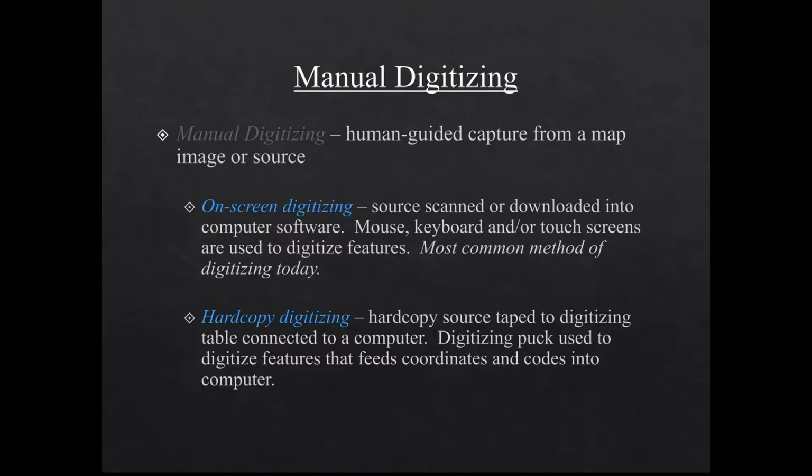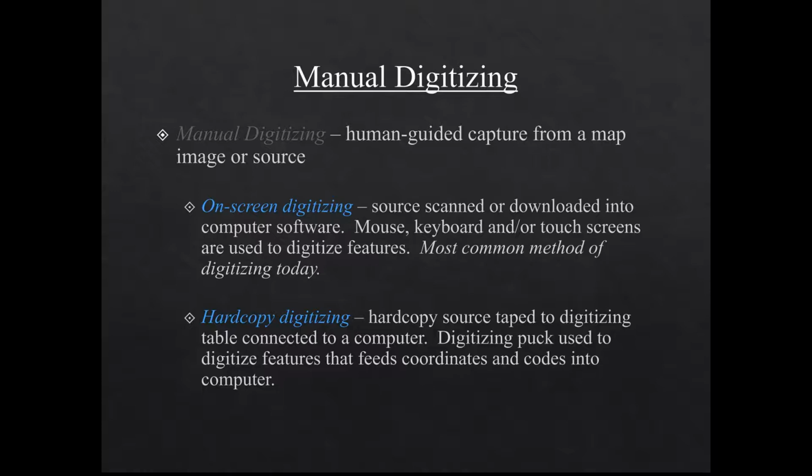On-screen digitizing is probably the most common form of digitizing today, and it is where a source is scanned or downloaded into the computer's memory and loaded into digitizing software. The mouse and keyboard are used to digitize features, while the source is fed on the screen.